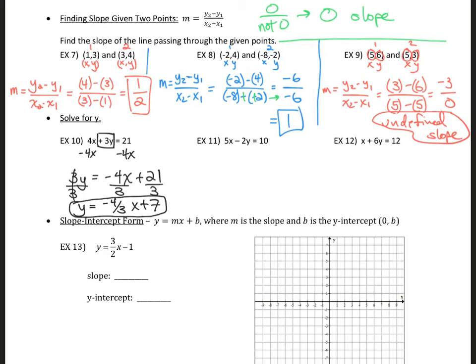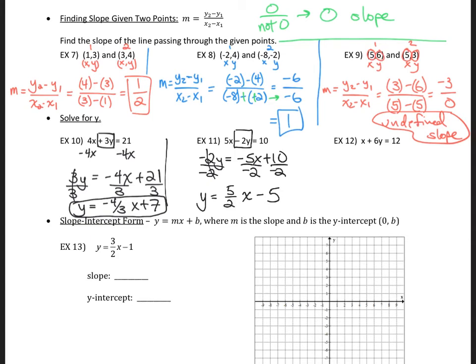Next, example 11. Same thing. I want to make sure I isolate the y term and move any term without y to the other side. So I would subtract 5x, which would give me negative 5x plus 10 on the right. Then I would divide everything by negative 2. Not each side, each term. So the negative 2's would reduce away. This would be y equals 5 over 2 x minus 5.